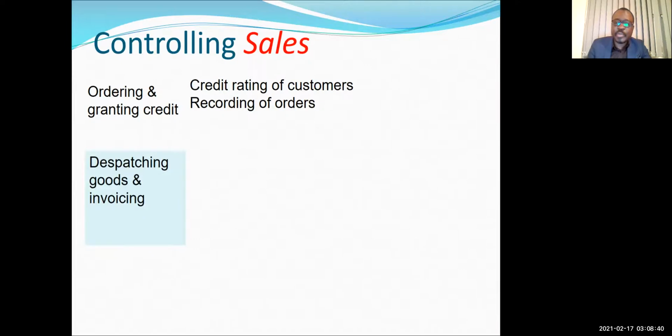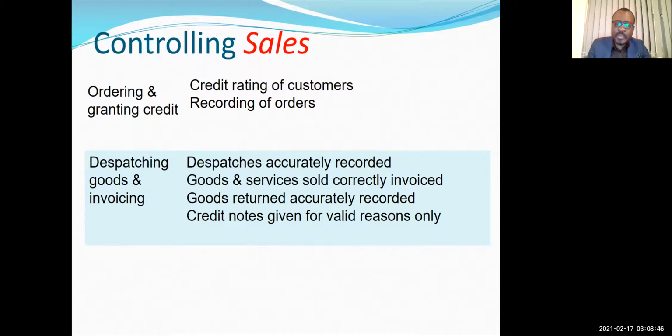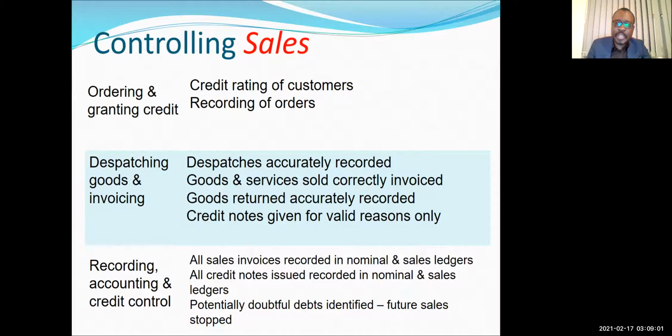Okay, what about the controls about sales? Ordering and granting credit, like I said. So look at the credit rating of customers, record the orders appropriately. Once everything is okay, dispatch the goods, invoice the customer. So dispatch it accurately, invoice the customers. If there are any credit notes for any valid reason, indicate it. If there are any discounts, indicate it, okay? After which we must now record and account for whatever we have dispatched to the customers. So all sales invoices must be recorded, any credit notes, any discounts, and if there are any doubtful debts, which we know we cannot recover, we need to also record those.